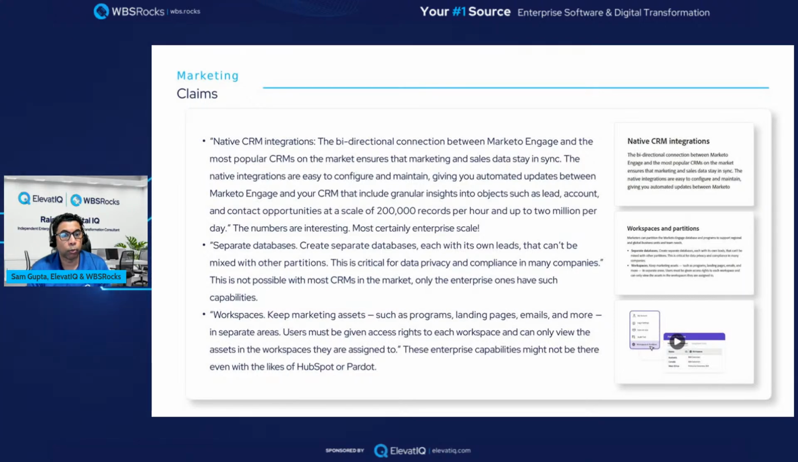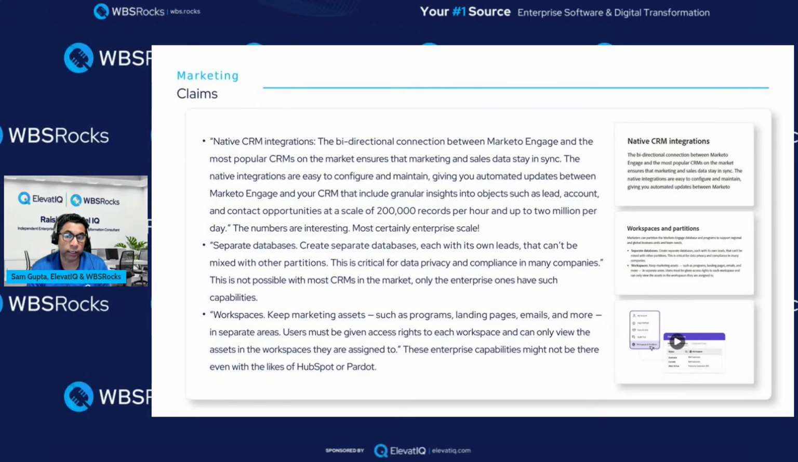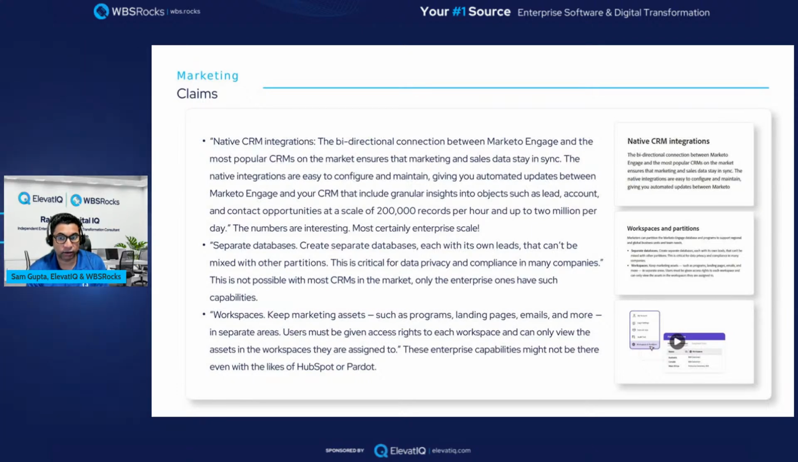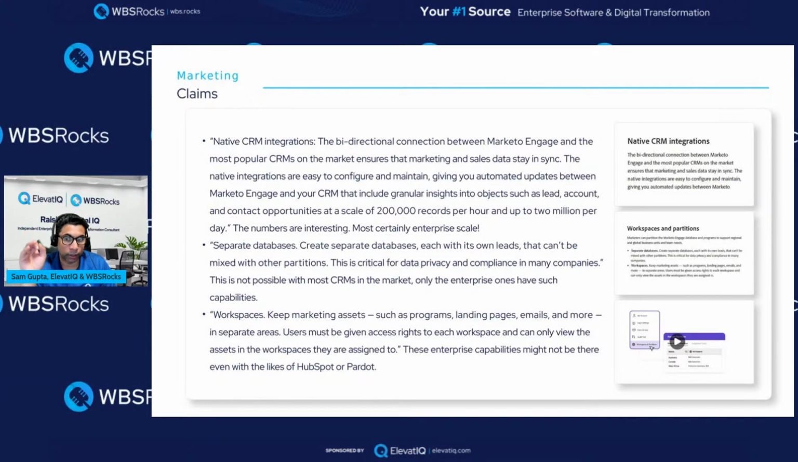Then they have workspaces, and they are saying keep marketing assets. So this is going to be your DAM functionality, such as your programs, landing pages, emails, and more in separate areas. And then they are saying users must be given access rights to each workspace. So you have user level permission. And I think we might have screenshots for those. So these permissions are going to be enabled at the user level.